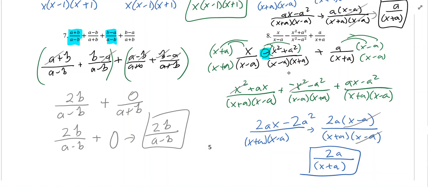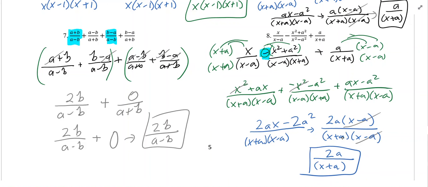Once you found the common denominator, which was (x plus a)(x minus a), and you distributed, here's what you got in the numerator. And then when you combine like terms, you're left with 2ax minus 2a squared. Now remember, you always want to make sure it's fully factored. So here you could factor out a GCF of 2a. When you did that, you were left with 2a(x minus a).